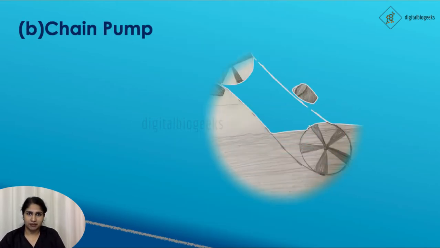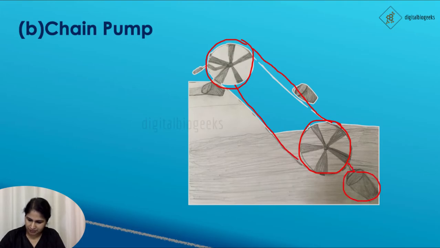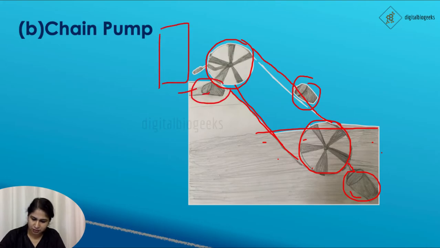Next, chain pump. This chain pump actually contains two wheels which are tied with a chain, and this chain contains buckets, and this is a well, and this bucket fills up the water and it will pour the water here. Here the field is there. This bucket will pour water here and this water will go to the field. And there is a handle to rotate the wheel.